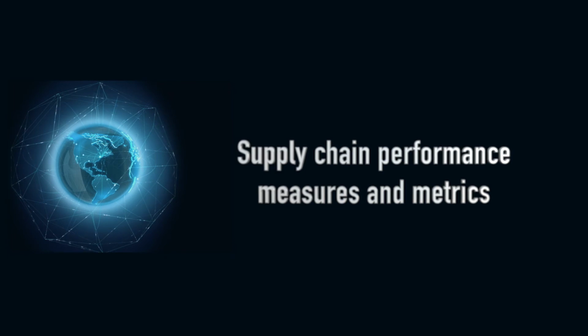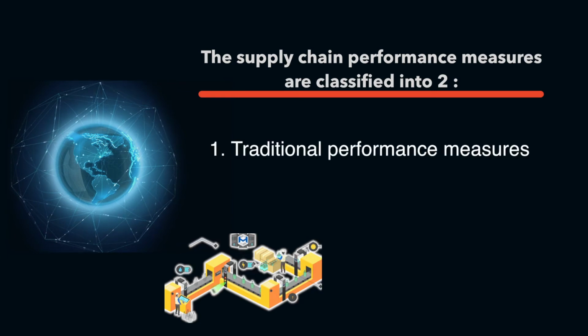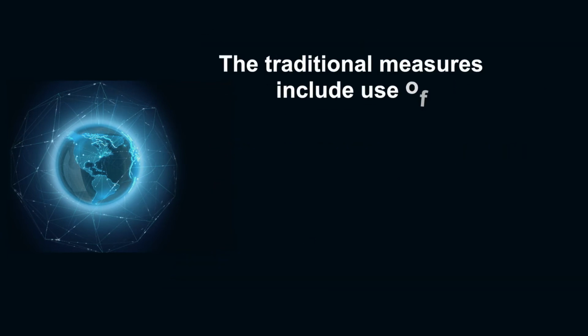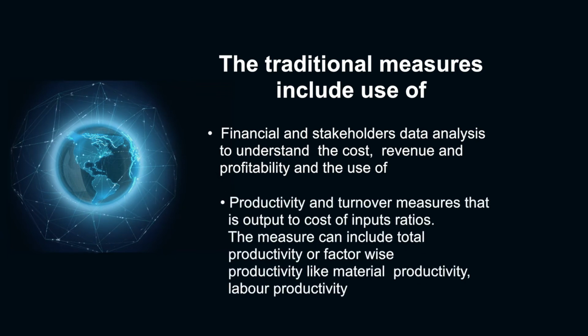Supply chain performance measures and metrics. The supply chain performance measures are classified into 2: traditional performance measures and distinctive competitive performance measures. The traditional measures include use of financial and stakeholders data analysis to understand the cost, revenue and profitability, and the use of productivity and turnover measures, that is output to cost of inputs ratios. The measure can include total productivity or factor-wise productivity like material productivity and labor productivity.